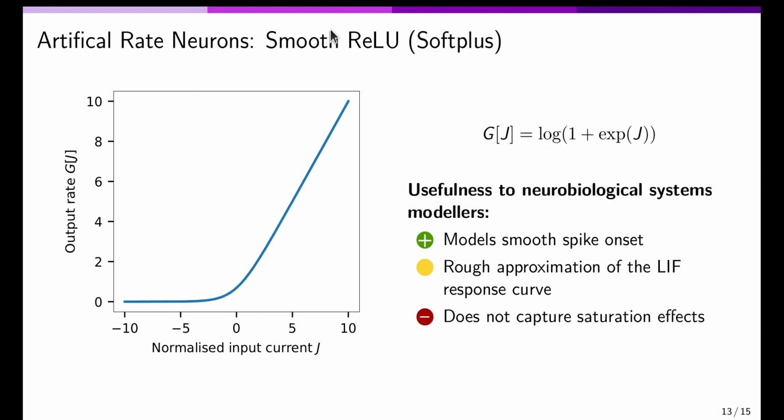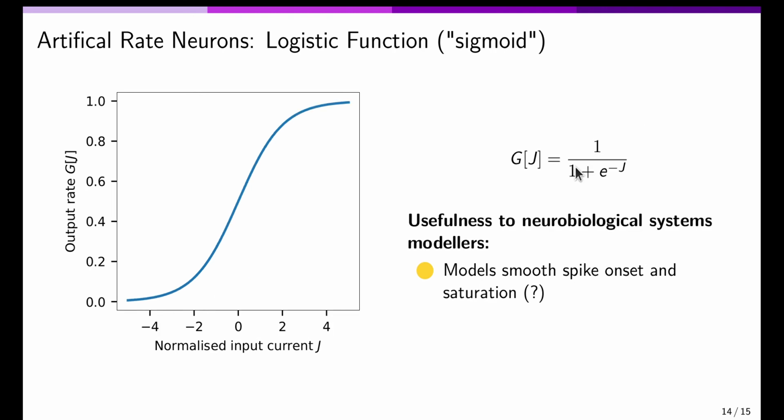There's also some other variations, so you can do a smooth rectified linear unit, and that starts getting this smooth spike onset. Again, still doesn't saturate. A little bit harder to compute. What else we got? Another really common one, or sorry, this one used to be common. In the 80s and 90s, when people were doing neural networks, this is what pretty much everyone used, and now it's been taken over by the rectified linear unit.